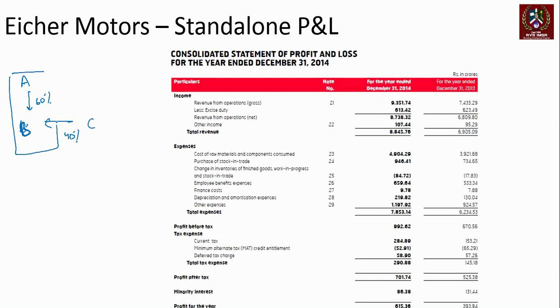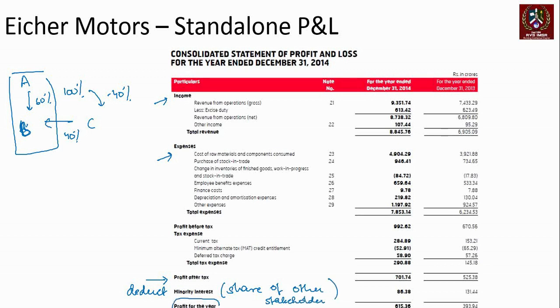When you consolidate, you just add 100% straight away. From this, let's say B made a profit of 100 rupees. 40 rupees is not an entitlement to A, but when you added the income, you just added line by line. When you added the expenses, you just added line by line. So you've essentially added 100 and you will end up getting to 100 when you reach profit after tax. After that, you deduct the share of the other stakeholders, right? Once you deduct this, what is left is the profit for the year.